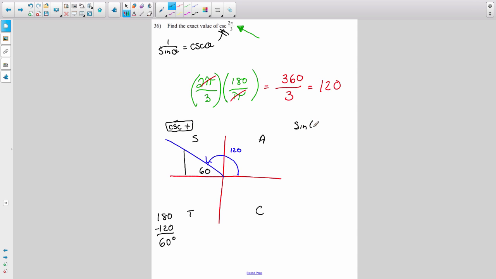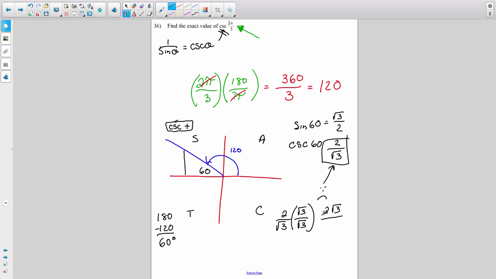This is how I'm going to build it. Sine of 60 is radical 3 over 2. If I want to find now the cosecant of 60, I need to flip it over. Now, this guy's no good because you need to rationalize the denominator. So let's take our 2 over radical 3 and multiply it by radical 3 over radical 3. We are now rationalizing the denominator. So I end up with 2 radical 3 over 3. That's a much better answer because the denominator is rationalized.